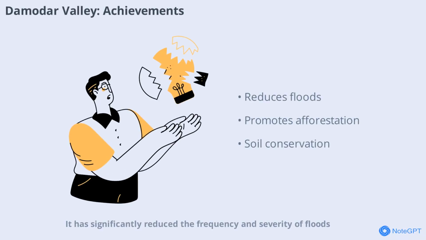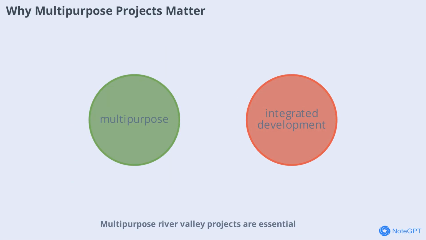It has significantly reduced the frequency and severity of floods, increased agricultural productivity, and supplied electricity to industries and homes. The project has also promoted afforestation and soil conservation, making the region more resilient to environmental challenges. Multipurpose River Valley projects are essential for the integrated development of water resources. They address multiple needs: irrigation, power, flood control, and water supply through a single infrastructure.